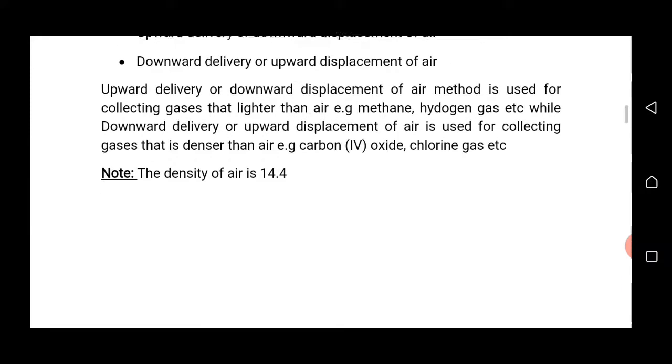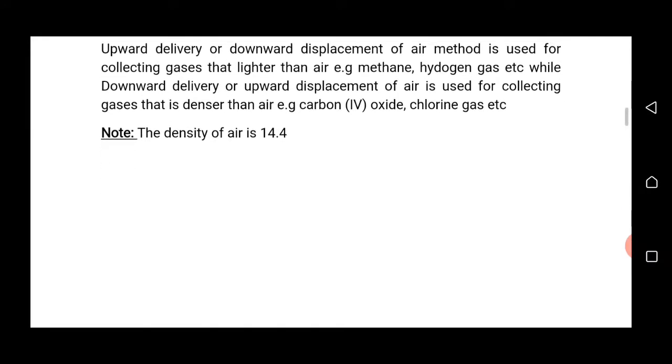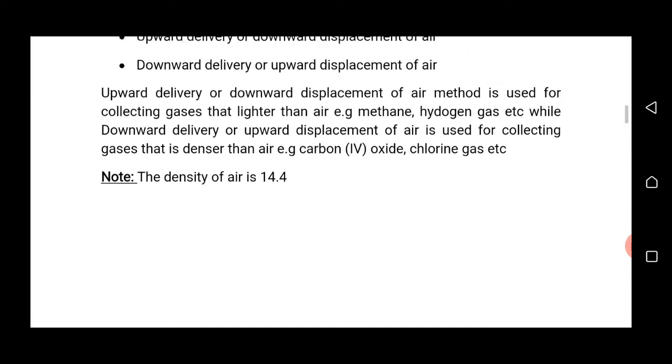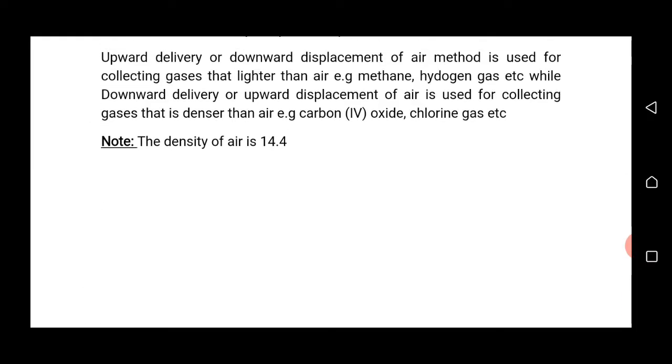We are going to stop here for today. We shall continue our discussion on carbon dioxide. In our next class, we are going to look at the physical properties of carbon dioxide, the chemical properties of carbon dioxide, and the uses of carbon dioxide.